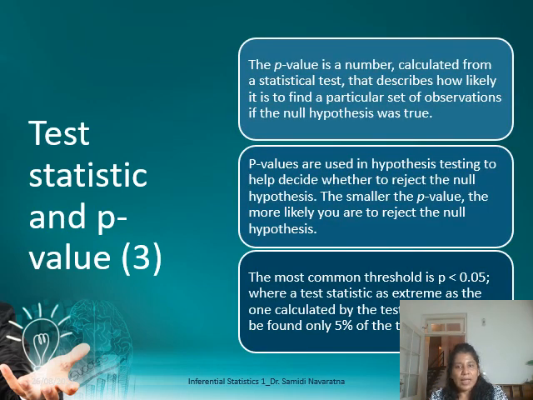The p-value is a number calculated from a statistical test that describes how likely it is to find a particular set of observations if the null hypothesis were true. So, the p-values are used in hypothesis testing to help decide whether to reject the null hypothesis. The smaller the p-value, the more likely you are to reject the null hypothesis. The most common threshold is p less than 0.05, where a test statistic as extreme as one calculated by the test is expected to be found only 5% of the time.